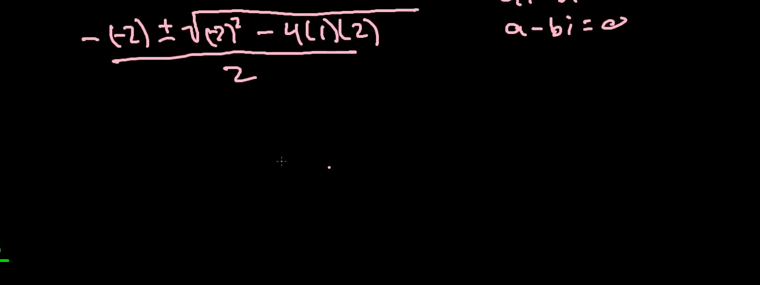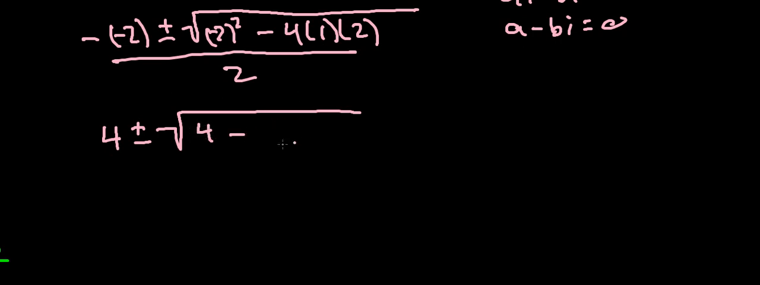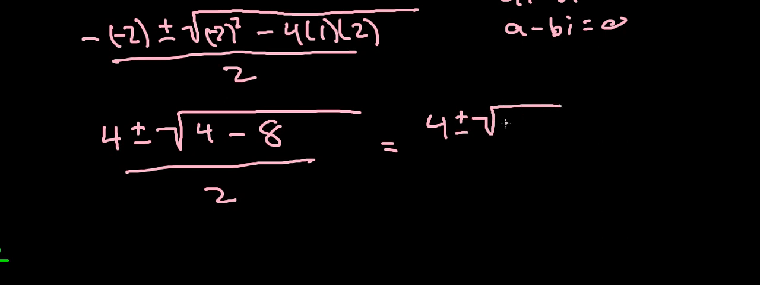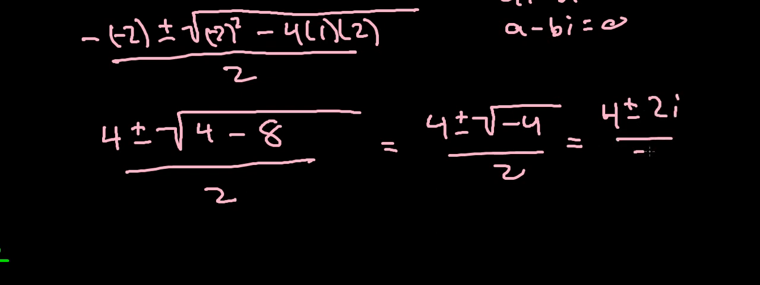So let's scroll down. This is going to be 2 plus or minus the square root of 2 squared, which is 4. Man, I keep getting ahead of myself with that. 4 minus 4 times 2, which is 8, all over 2. So this is 2 plus or minus the square root of minus 4 over 2. The square root of minus 4 is 2i. So it's 2 plus or minus 2i over 2. So this is equal to 1 plus or minus i.